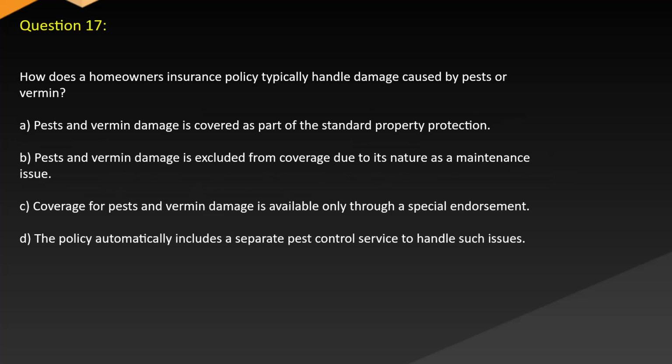Question 17. How does a homeowner's insurance policy typically handle damage caused by pests or vermin? A. Pests and vermin damage is covered as part of the standard property protection. B. Pests and vermin damage is excluded from coverage due to its nature as a maintenance issue. C. Coverage for pests and vermin damage is available only through a special endorsement. D. The policy automatically includes a separate pest control service to handle such issues.